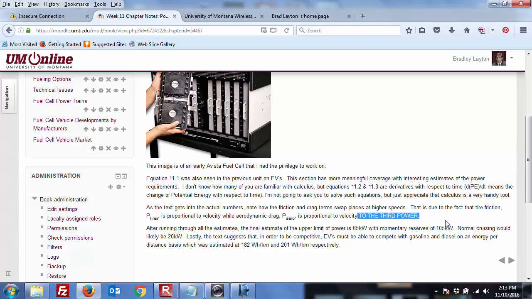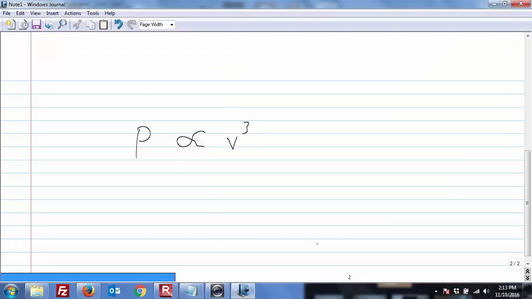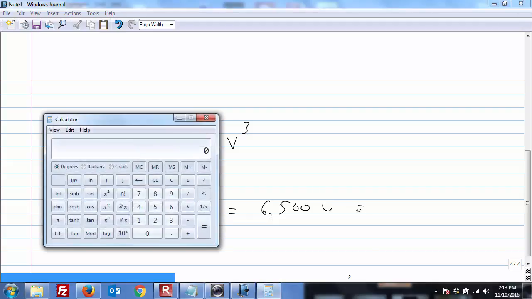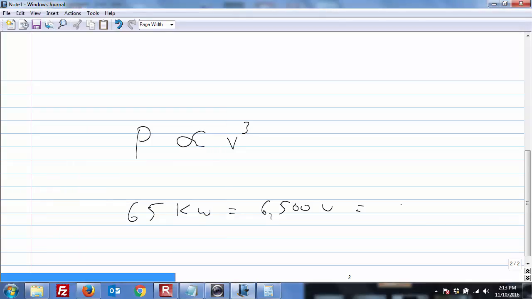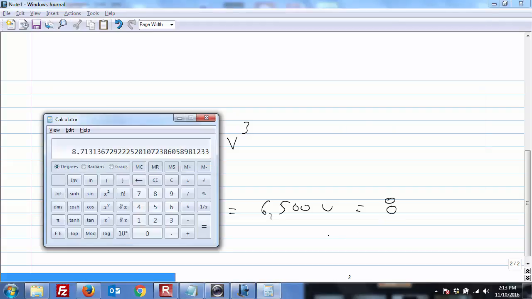65 kilowatts, we can convert that to horsepower. Let's just do that. So 65 kilowatts equals 6,500 watts, and then if we run that through, 6,500 divided by 746 equals 8 horsepower. So not too powerful, but not too bad either.